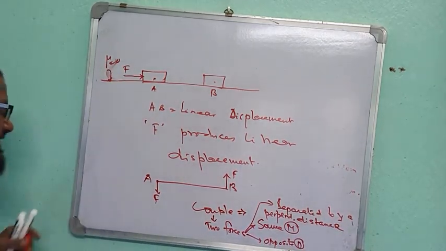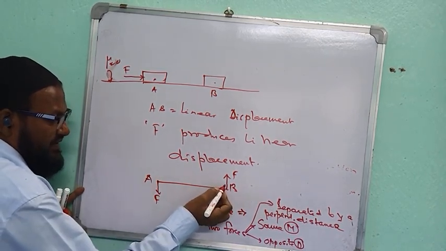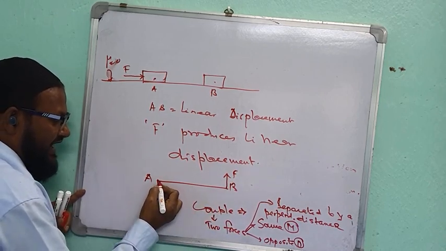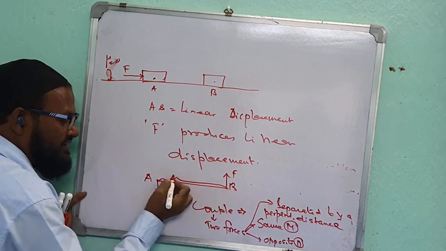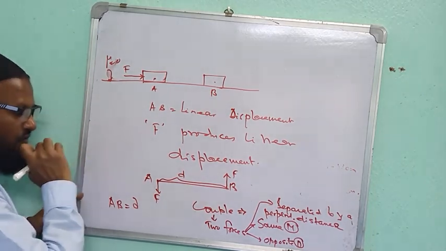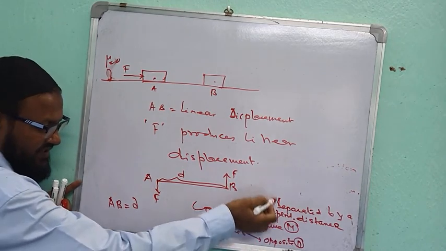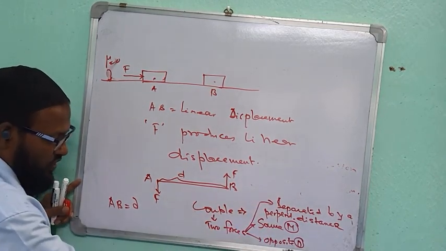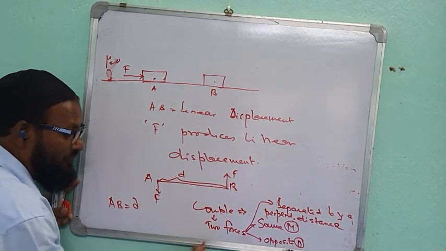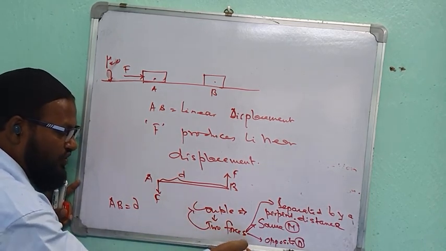I am explaining. This is the twin. Please see, in this figure, two forces, same magnitude, opposite direction, and separation. This separation, you can write AB equal to D. When two forces have the three characteristics, they have the same magnitude, opposite direction, and are separated by perpendicular distance, then two forces form a couple.